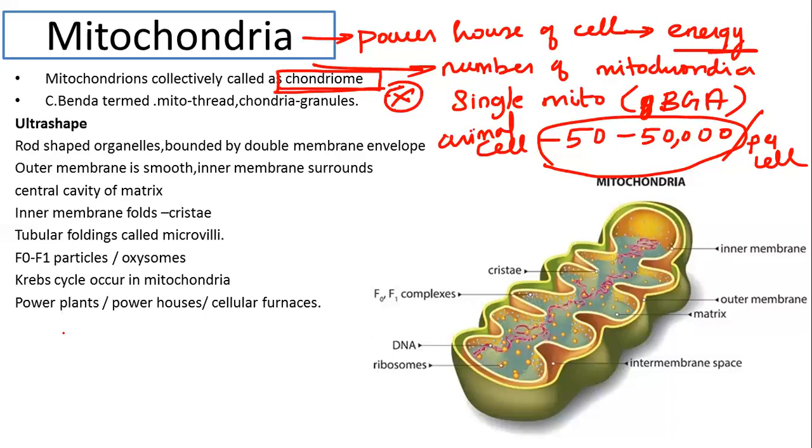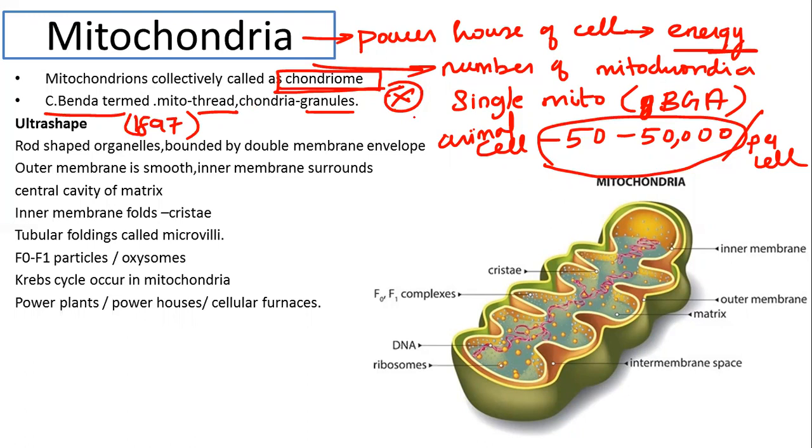Fine. So who first identified and termed mitochondria? C. Benda. There is a scientist called C. Benda, who in 1897 termed mitochondria. Mito means thread, chondria means granules. So he found some thread-like granules, and he named those granules mitochondria.